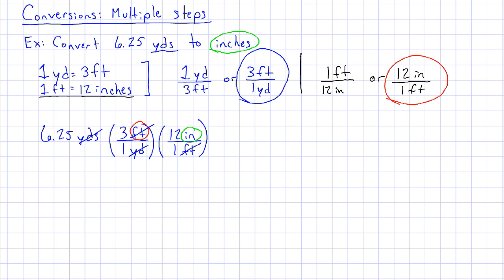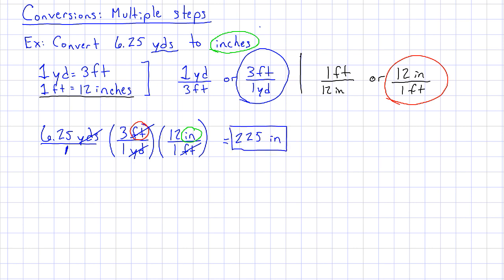And I know that I'm done setting up the problem, and all I have left to do is do the actual multiplication out. So remember, when we multiply fractions, we multiply across the top. 6.25, that's any number, whole number could just be said to be over 1. So I don't need to worry about the denominator there. I'll multiply 6.25 times 3 times 12, and I get 225 inches.